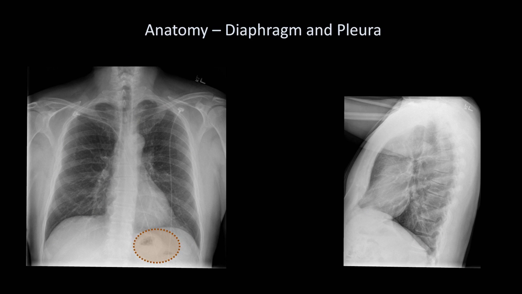There's also usually a small pocket of air visible under the left hemidiaphragm. This usually represents air in the stomach, in which case it's called the gastric air bubble, although occasionally it can be unclear as to whether the gas is in the stomach or in the intestines.